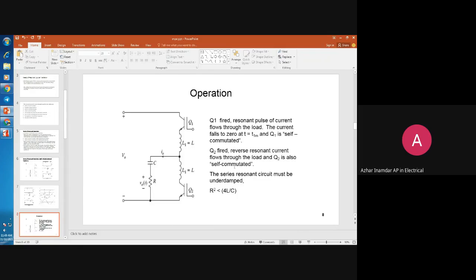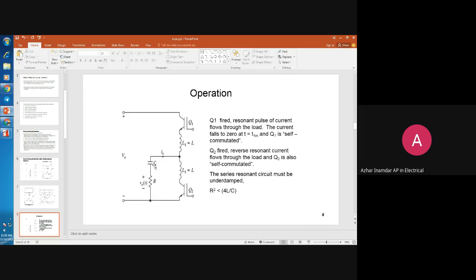through the load, and the series resonant current circuit must be underdamped. These are the conditions for the series resonant inverter. Where you can see the series resonant circuit is formed by using L and C and the load. The load is assumed here to be resistive for the purpose, and this circuit should be underdamped.